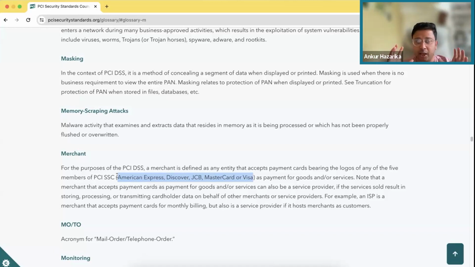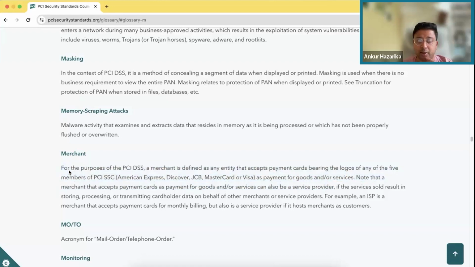Now, the passengers. In the traditional sense, Uber could be considered a service provider, but in the context of PCI, since it accepts credit card payments from the end users, and also maybe from the drivers for accepting commissions from them, Uber, again just as an example, would be considered a merchant in the context of PCI. Note that a merchant that accepts payment cards as payment for goods and services can also be a service provider. Uber's example might not fit into a service provider.